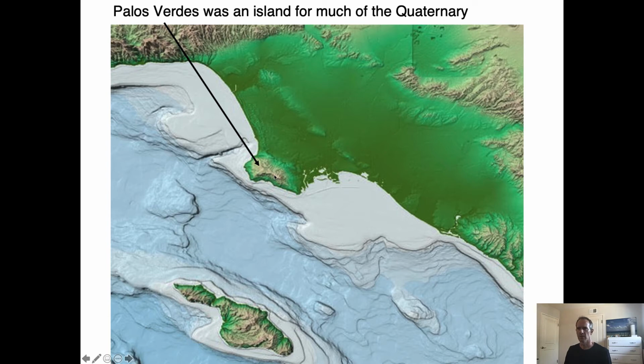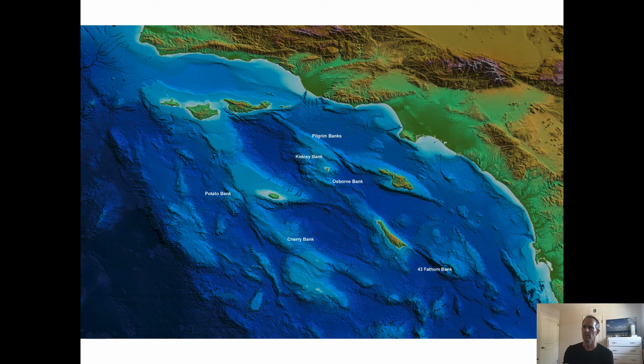Palos Verdes is a great place to see evidence of rising and falling sea level, because Palos Verdes was an island for much of the Quaternary, and we can see that because you've got these wave-cut notches, these marine terraces, and they're not only present along the coast, but they're also present on the inland side. So we can see that Palos Verdes was completely surrounded by water for some periods of time throughout the Holocene and Pleistocene.